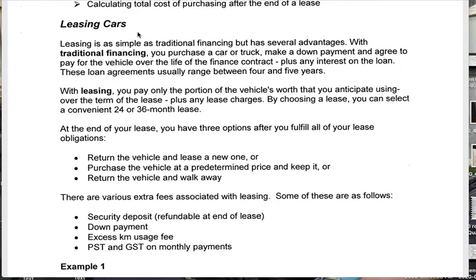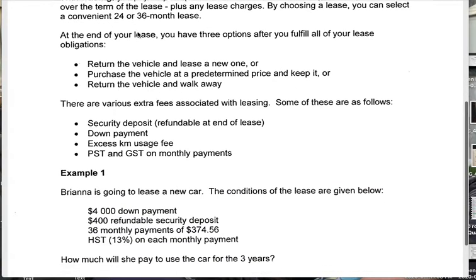There are various extra fees associated with leasing. Some of these are as follows. A security deposit, which is refundable at the end of the lease, a down payment, excess kilometer usage. So when you lease, they give you a specific amount of kilometers that you can use. You would have to pay a fee if you go over those allotted kilometers. And PST and GST on monthly payments.